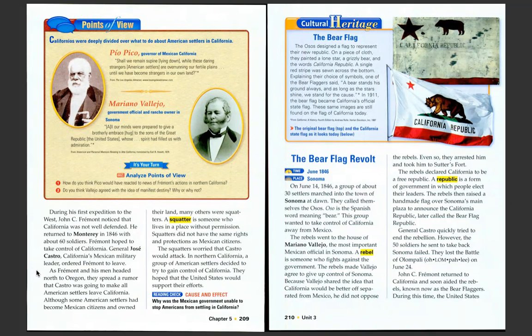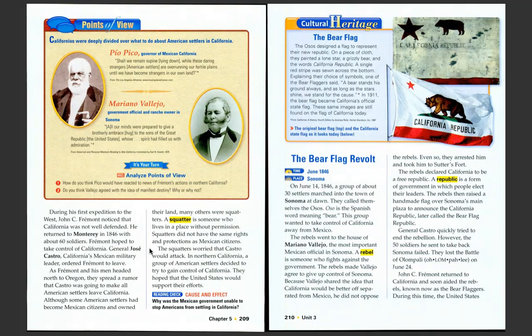As Fremont and his men headed north to Oregon, they spread a rumor that Castro was going to make all American settlers leave California. Although some American settlers had become Mexican citizens and owned their land, many others were squatters. A squatter is someone who lives in a place without permission. Squatters did not have the same rights and protections as Mexican citizens.